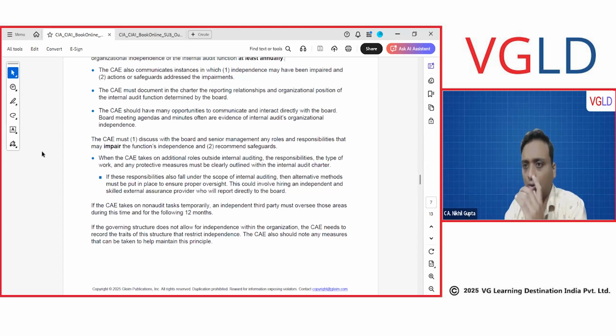You have a CAE with whom you can have follow-up discussions. You can discuss the impairment of your independence, and then the CAE will put it across to the board. The board will discuss it during the meetings and agendas, incorporate it, and come up with solutions. Either they can direct the management or address the root cause which is impairing your independence, and then you will start functioning.